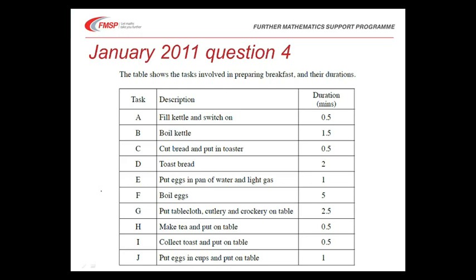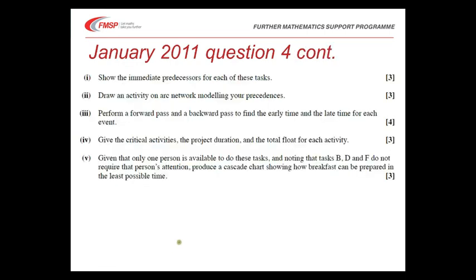In this question we're going to look at what's involved with drawing a critical path diagram and then finding a cascade chart based on that. So this question from January 2011 starts with a series of activities involved with making breakfast, and then asks you to show the immediate predecessors for each task, draw an activity on arc network, perform a forward and backwards pass to find the early and late time, give the critical activities, project duration and the total float for each activity.